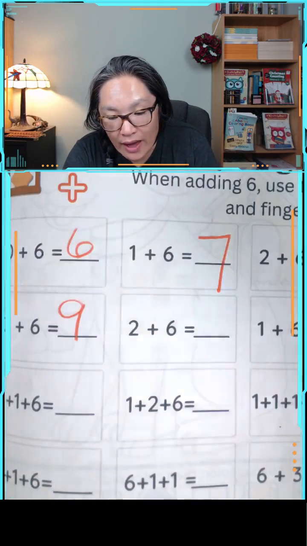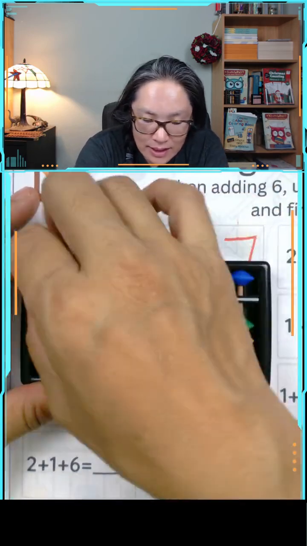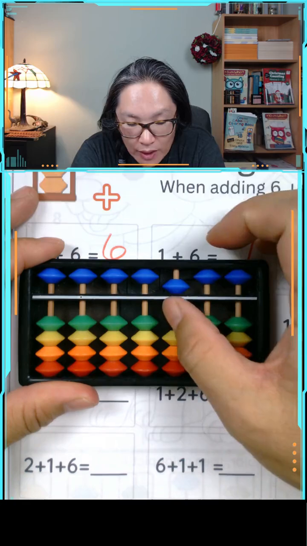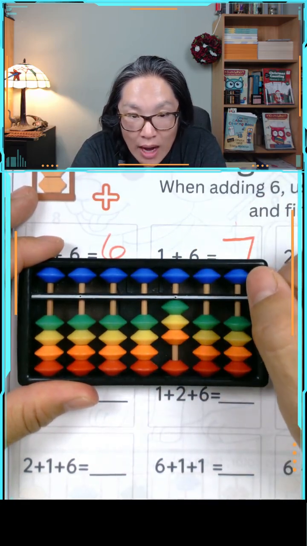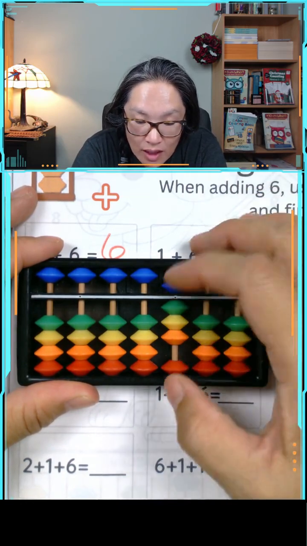So then we have 6. Notice what 6 is. 6 is 1 beat on top, 1 beat on bottom, right? That's what 6 is. But if I have 3 already on the abacus, how do I add 6? It's 1 beat on top, 1 beat on bottom.